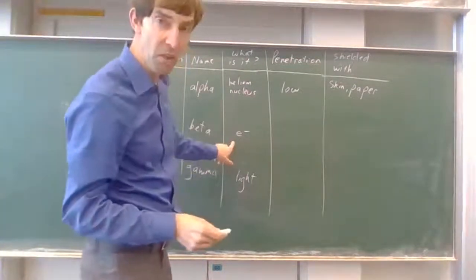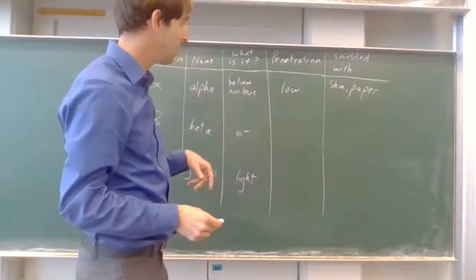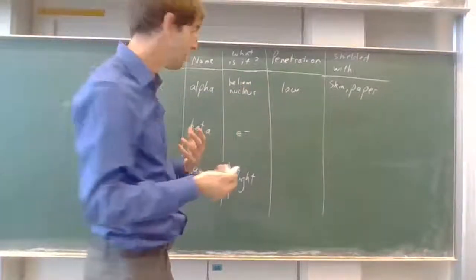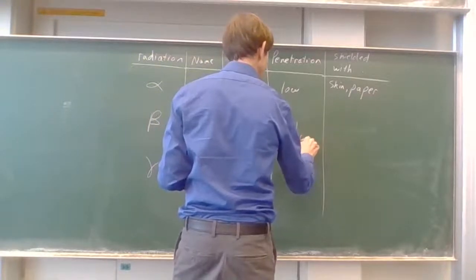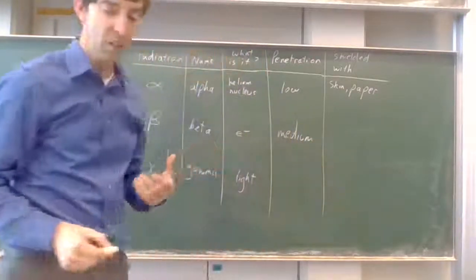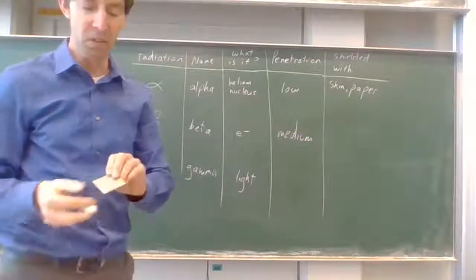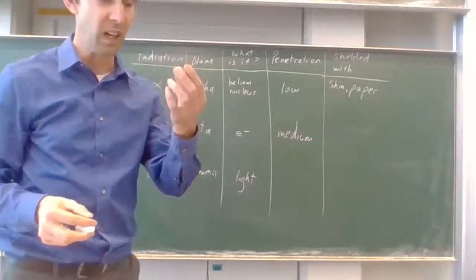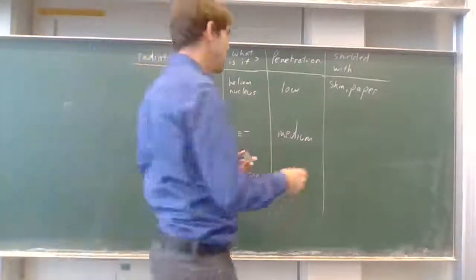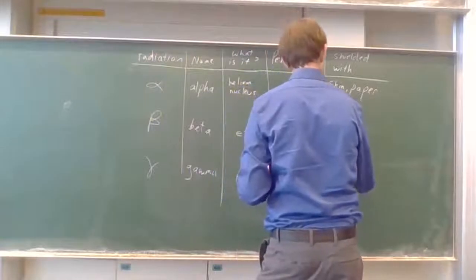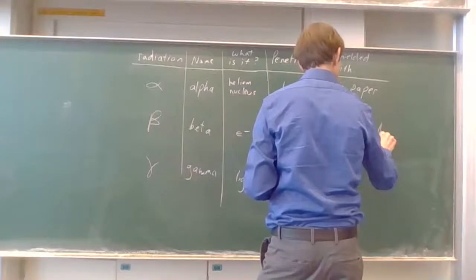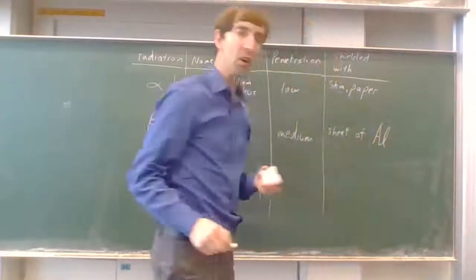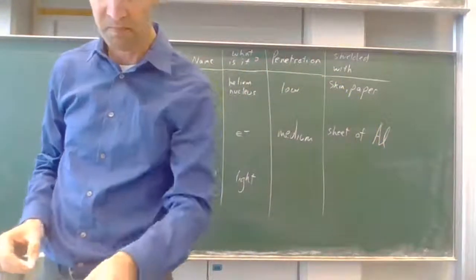Beta is smaller. It can penetrate more easily, so it can get more into you. I'm going to call it a medium amount of penetration. You can keep it out, but it has to be something bigger. I've got aluminum here, so an example would be a sheet of aluminum. I think you all know the symbol Al is aluminum.